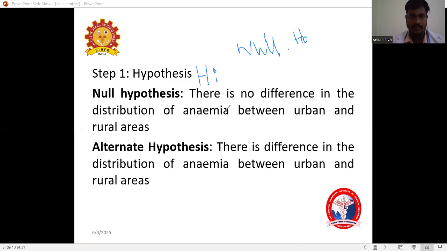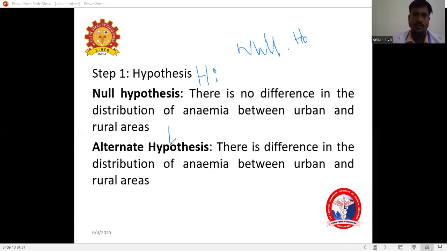There are two types of hypothesis. First one is the null hypothesis. Null means zero. There is no difference in the distribution of anemic between urban and rural area. It is based on the given scenario. They are giving an anemic status comparison with urban and rural. If it is any other scenario, it will change. Any null hypothesis will start from there is no difference in the distribution of anemic between urban and rural area, or there is no association between anemic and urban and rural.